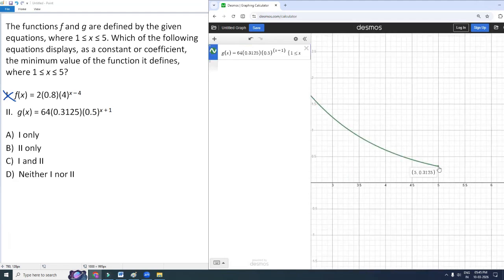Here we have the graph of the second function g of x, and the minimum point is over here. At the minimum point, the y coordinate is 0.3125. So the y coordinate 0.3125 is the minimum value of the function g of x, and I find this value 0.3125 as a coefficient over here. So the second function g of x displays its minimum value 0.3125 as a coefficient. So the correct answer choice for this question is B, 2 only.